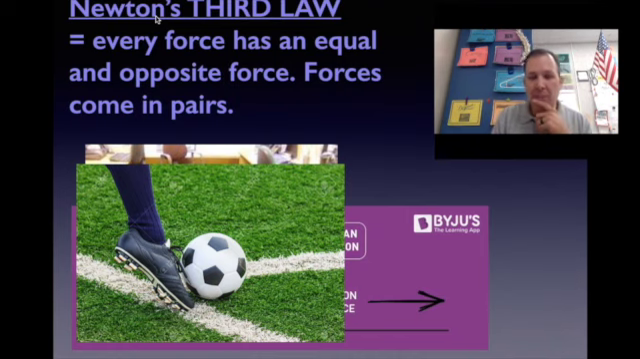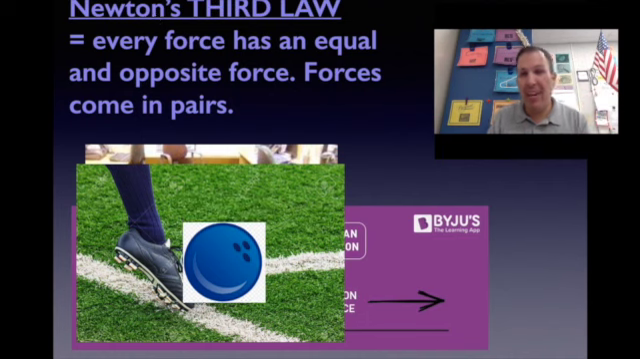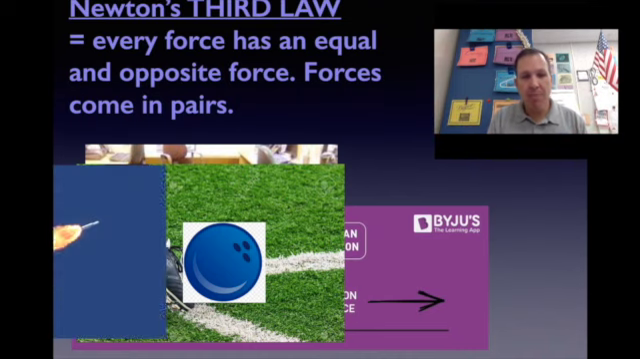Now think about it this way. If you were trying to kick a bowling ball, that would definitely hurt. So that bowling ball is putting a lot bigger force on your foot as you kick it, directly in relation to how hard you're kicking it. So you would not want to just go slam a bowling ball with your foot because that would hurt. So that's Newton's third law right there. So everything has an equal and opposite action or reaction or force.